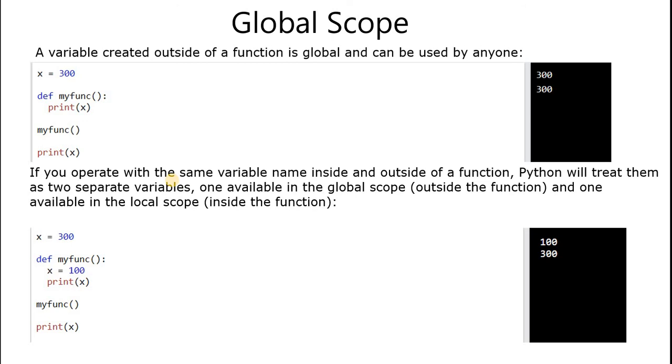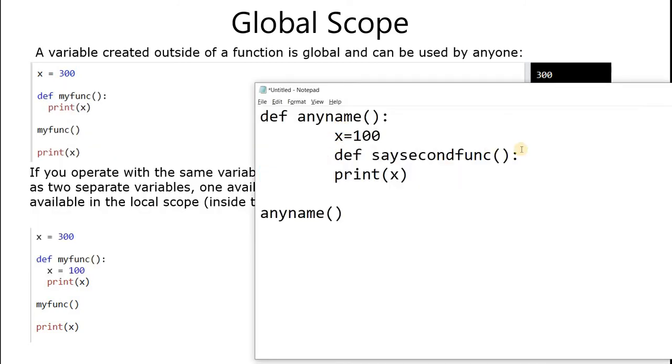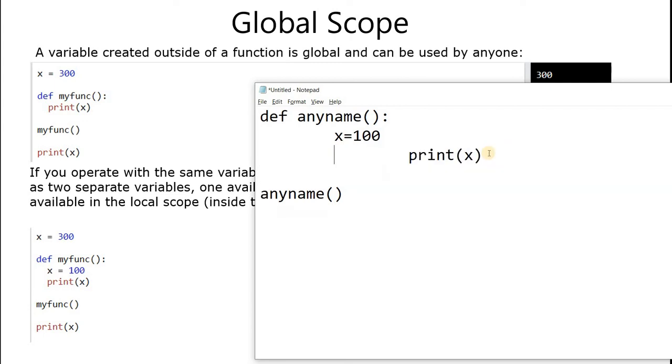Sometimes there is a need for global scoping, right? A variable created outside a function is global and can be used anywhere, right? This is simple. I created x is equal to 300 and I'm printing the value. So let me explain to you. Let's remove this, right?